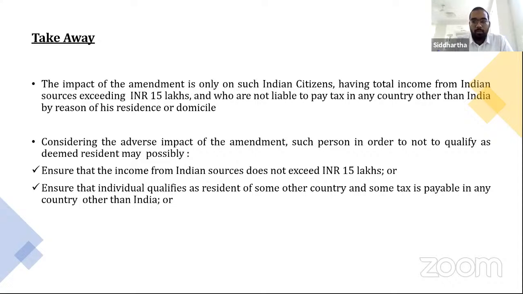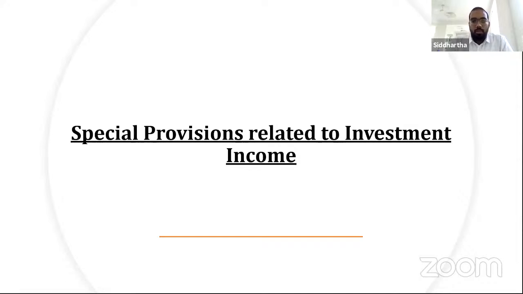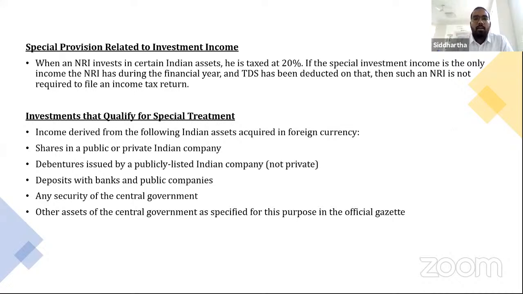We'll go to the next slide. We'll talk about some special exemptions which are available to non-resident individuals in India. When a non-resident individual, an NRI, a non-resident Indian, invests in certain Indian assets, he will be liable to tax at 20% straight, and if TDS has been deducted at the rate of 20%, then he would not be required to file an income tax return.